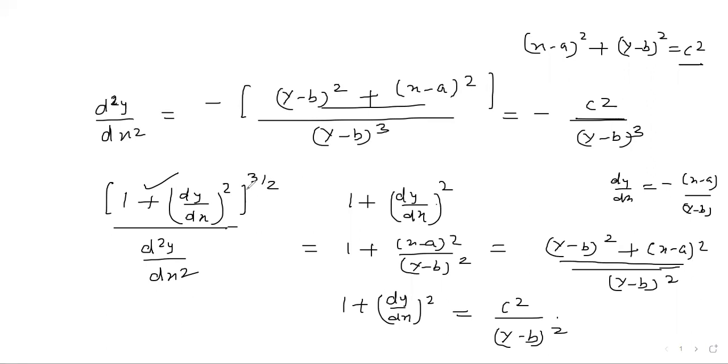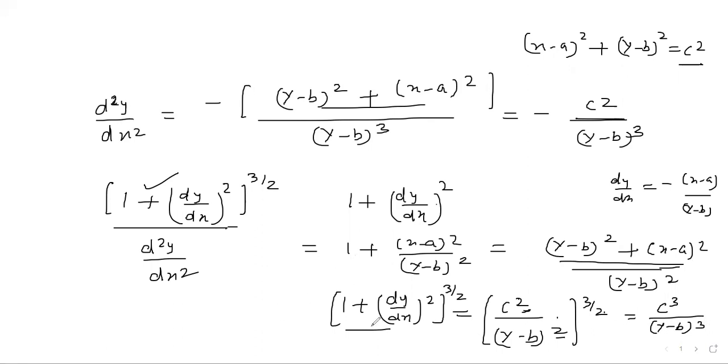But we need (1 plus (dy by dx) whole square) whole power 3 by 2. So let's take its 3 by 2 power. So we put power 3 by 2 on both sides. So here this 2 will cancel this 2 and this 2. So what do we get in RHS? In RHS we will get c cube divided by, and this will become (y minus b) whole cube.